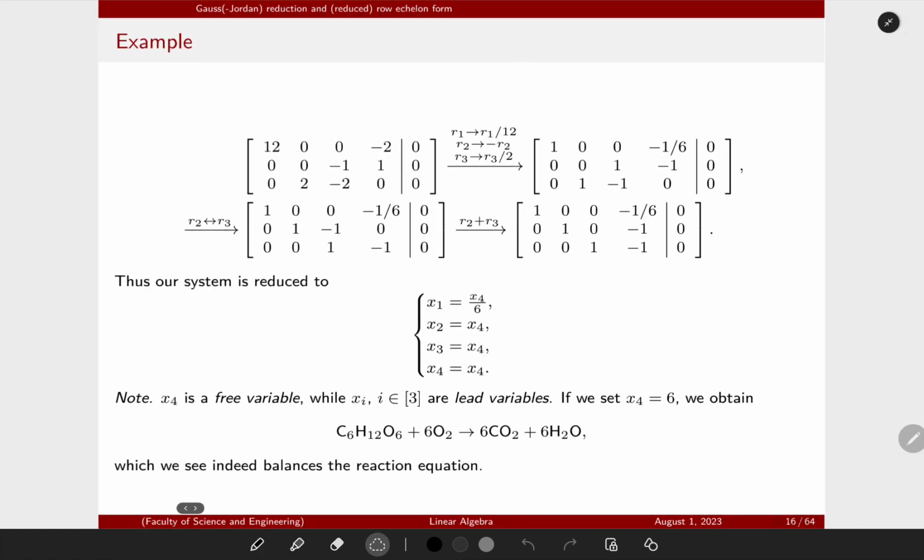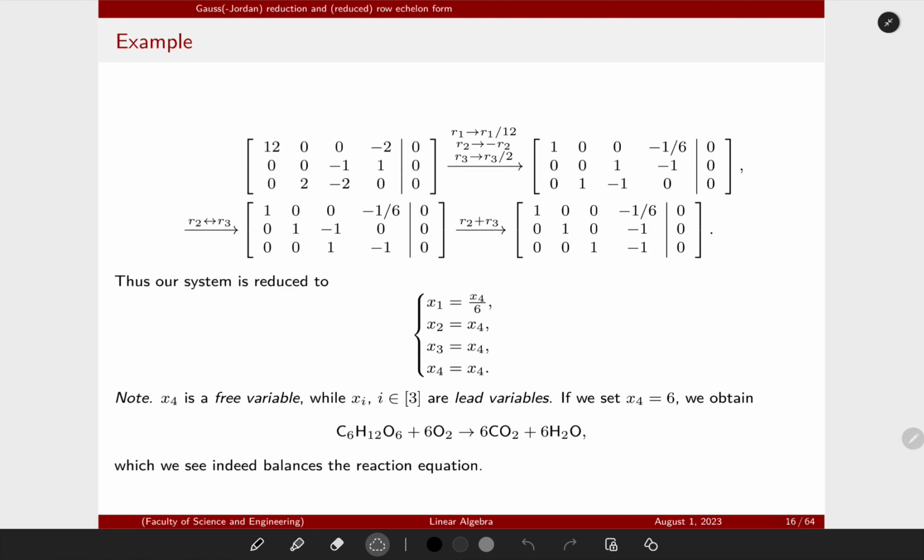And then what we can do is set x4 equal to 6, because x4 is free: the only thing it needs to satisfy is to be equal to itself, so it can take any value. And because we want, of course, an integer number of molecules, we take x4 equal to 6, so that x1 is equal to 1, and we obtain this, which is indeed a balanced reaction equation.